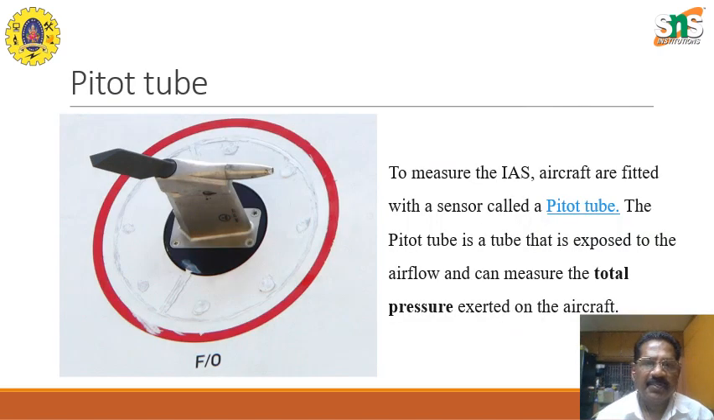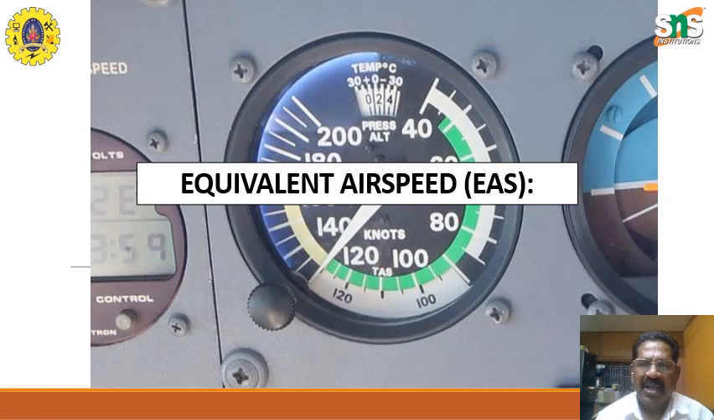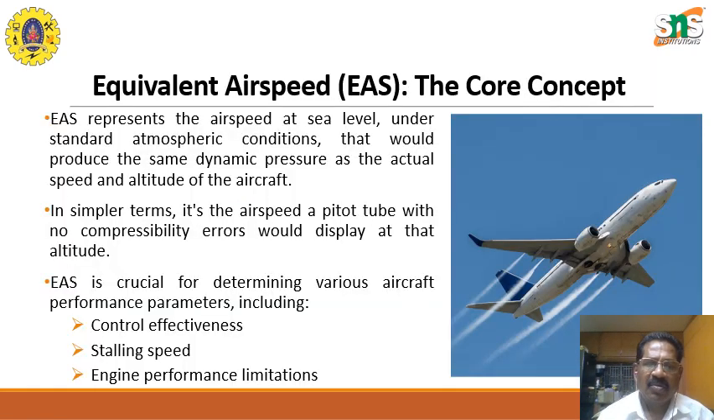Let's look at this now. How do we understand how the airspeed is being measured? In order to measure that, we have something called a pitot tube, which juts out of the surface of the airplane. To measure the indicated airspeed, aircraft are fitted with a sensor called a pitot tube. The pitot tube is a tube that is exposed to the airflow and can measure the total pressure exerted on the aircraft. Now, the equivalent airspeed is what we are also going to look at.